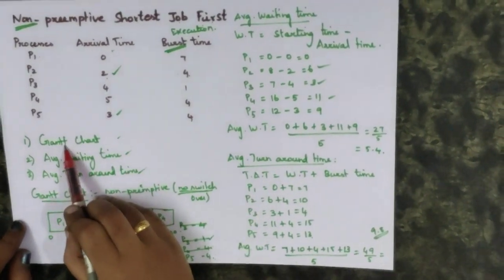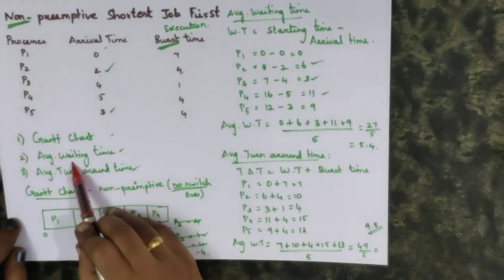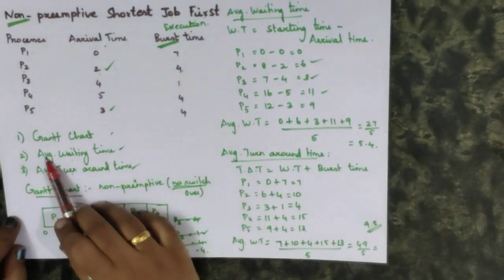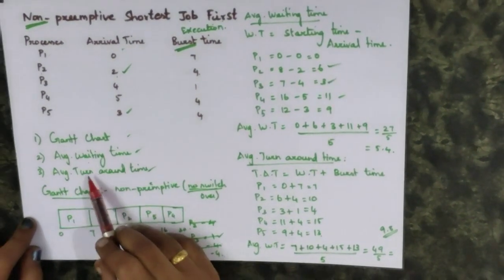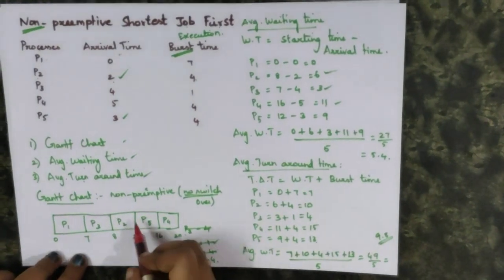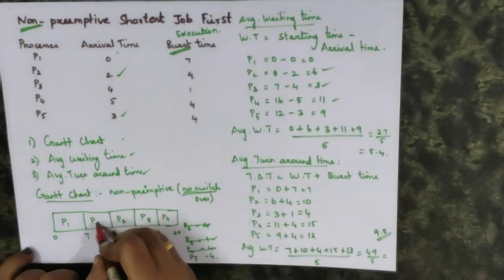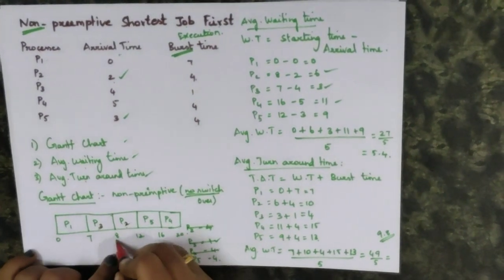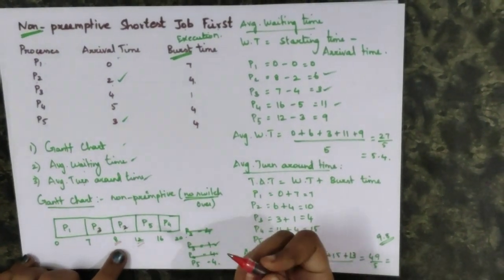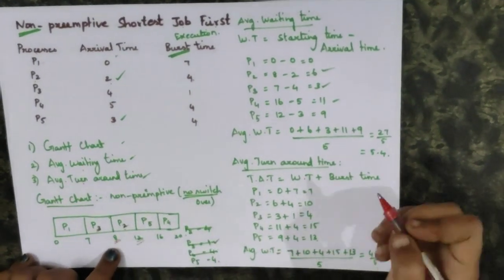First, we have to draw the Gantt chart. Next, based on the Gantt chart, we have to find the waiting time of each process, and finally find the average waiting time. Next we have to find the turnaround time, and then the average turnaround time. Let us assume this is process P2, and its starting time is 8 and its ending time is 12. Before the box is the starting time and after the box is the ending time.